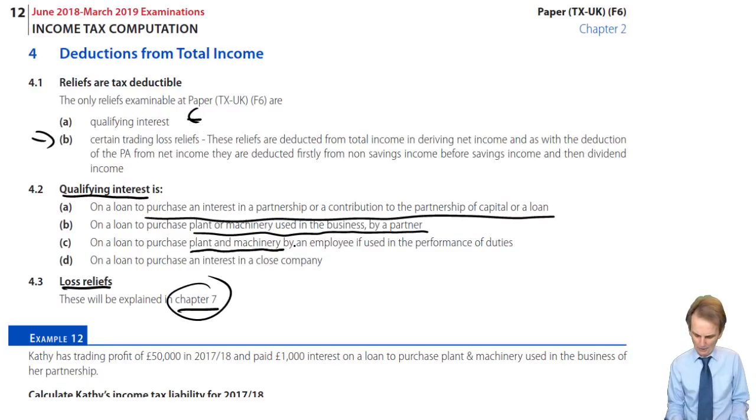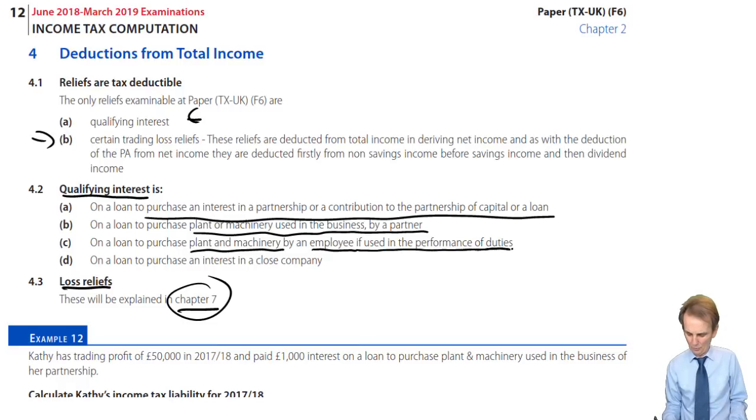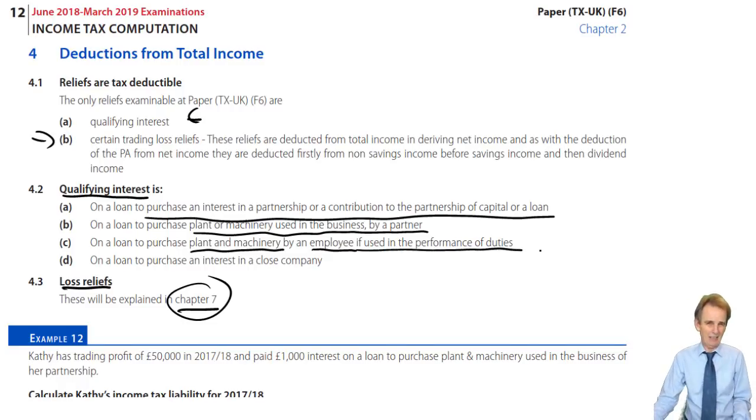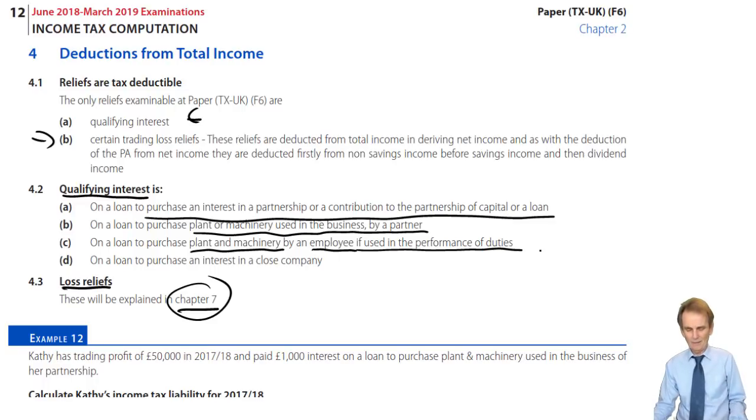Again, a loan to purchase plant and machinery, this time by an employee, if used in the performance of their duties. They'd expect, of course, that in most employment, if there are items of plant and machinery required, that the employer would provide that. But if not, then so be it. If the employee has to borrow money to buy that equipment, pays interest on that borrowing, that interest payment is an allowable deduction. Or here, on a loan to purchase an interest in something called a close company.